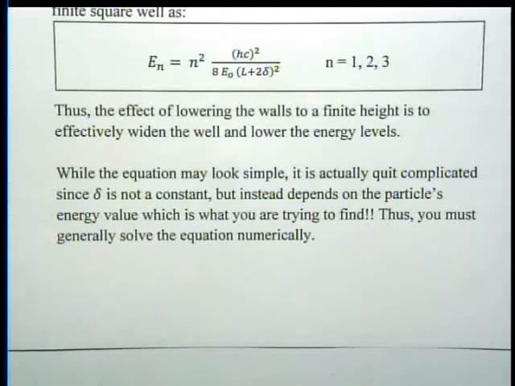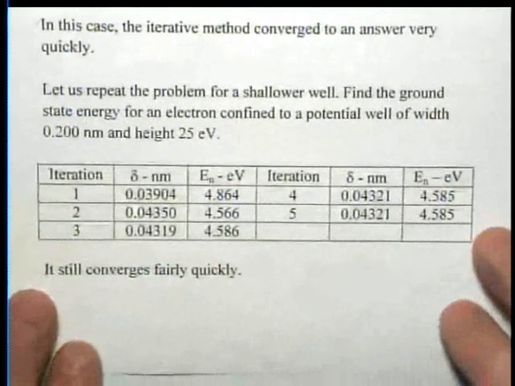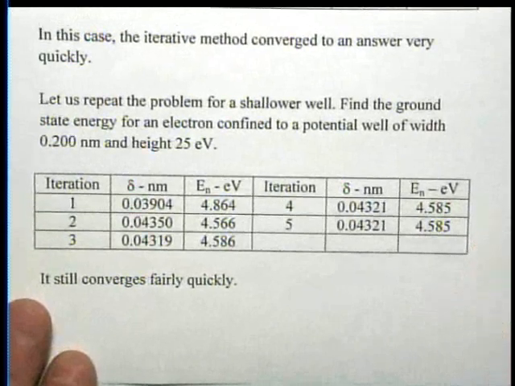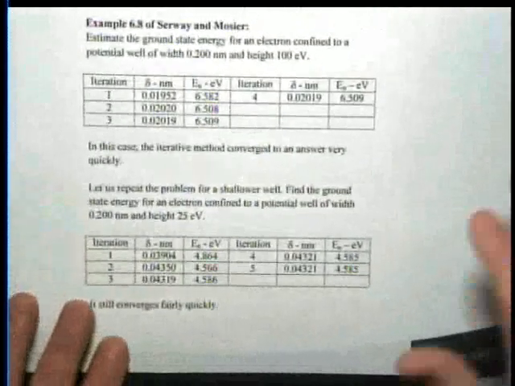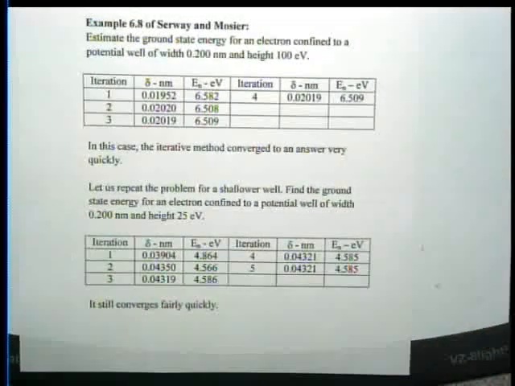Okay. So likewise, what did I do? Well, I gave you some answers in the notes. I'm going to show you where I got my note answers. I gave you these answers based on particular wells. So the first one, this was from his book. He doesn't show the calculations. It says, estimate the ground state of an electron confined to a potential well of width 0.2 nanometers and height 100 electron volts.